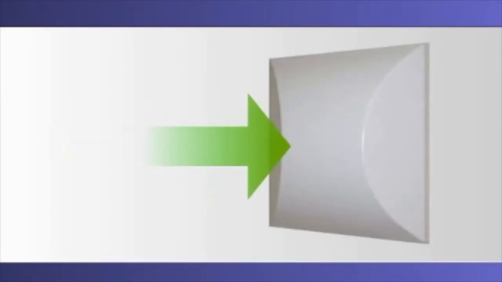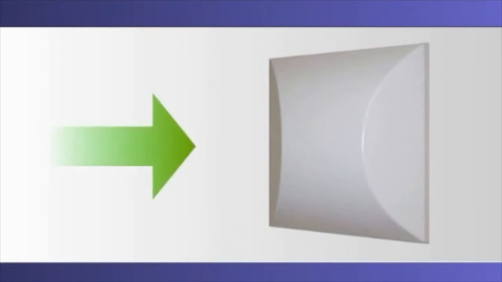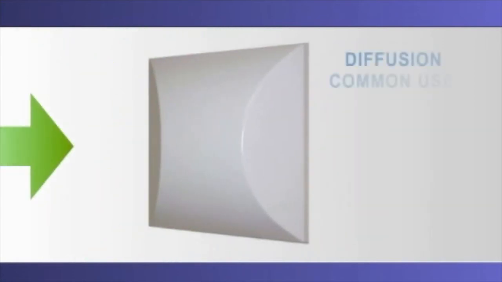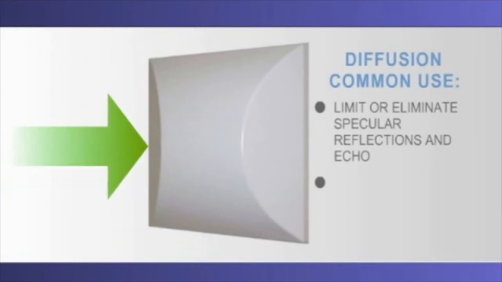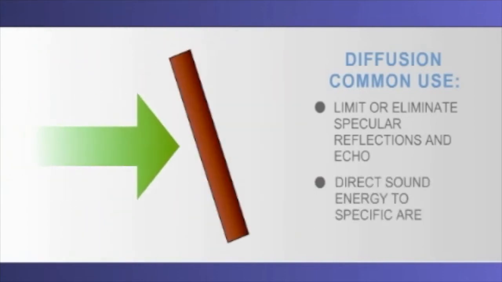Diffusion is considered the opposite of absorption. It can be defined as the scattering of sound waves by reflecting them in various directions or breaking them into smaller pieces. Diffusion is commonly used to limit or eliminate specular reflections and echo without adding absorption to the room. Diffusion is also used to direct sound energy to specific areas.